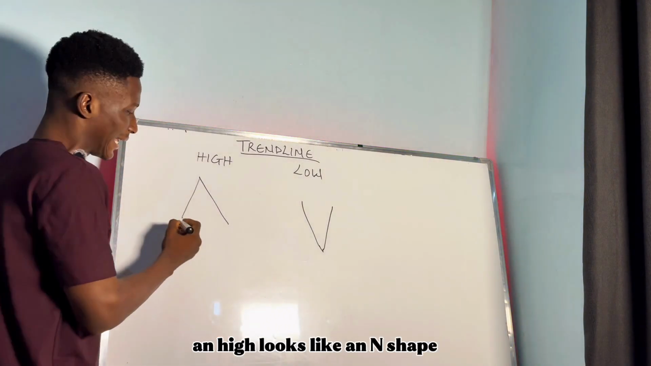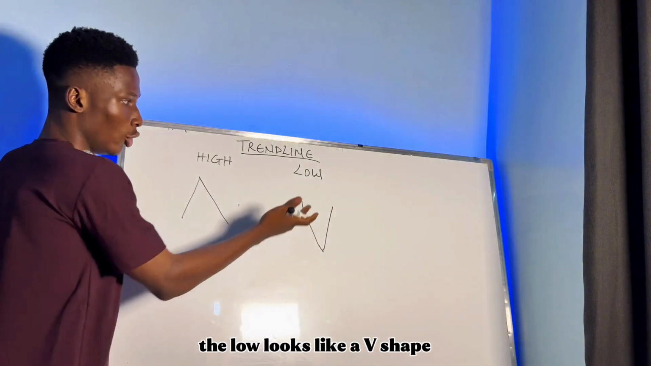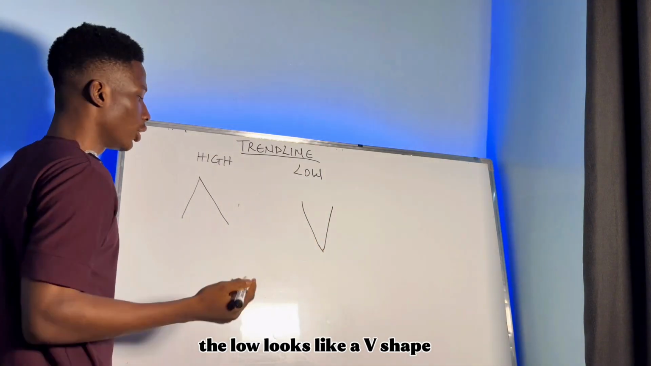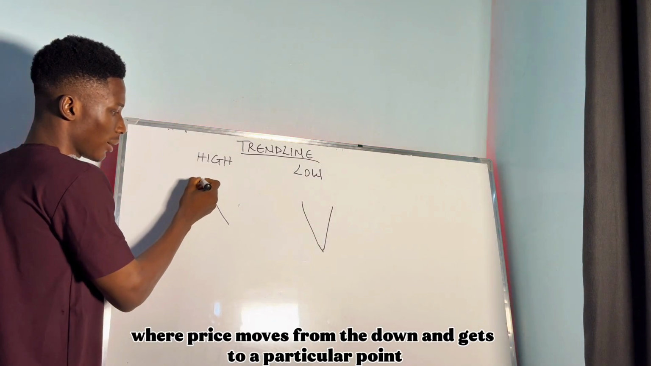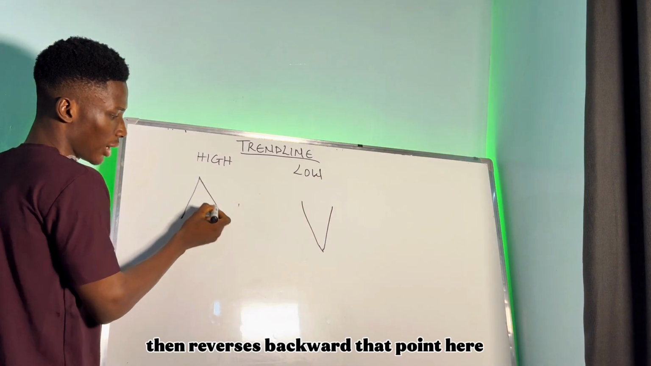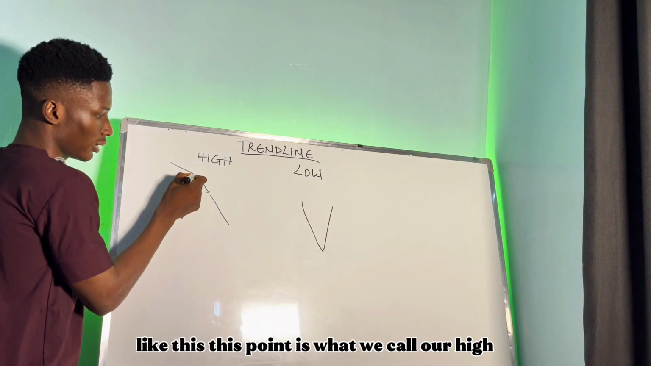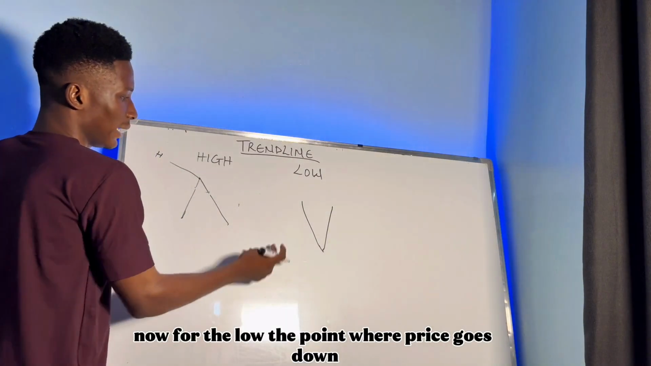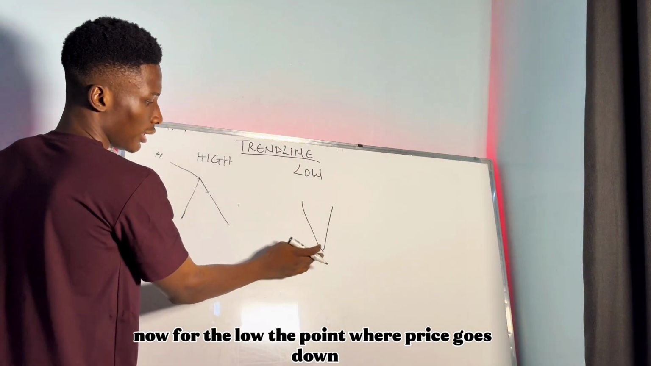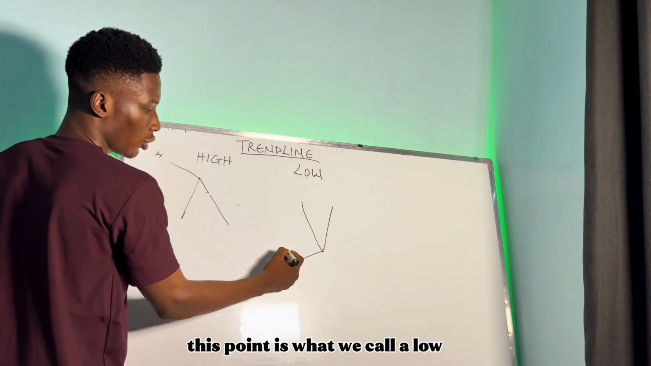A high looks like an N shape, like the letter N, while the low looks like a V shape. So this point where price moves from the down and gets to a particular point, then reverses backward, this point here is what we call our high. Now for the low, the point where price goes down, gets to a particular point and goes back upward, this point is what we call a low.